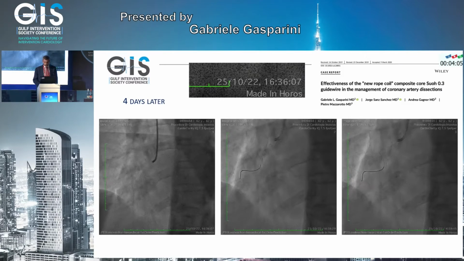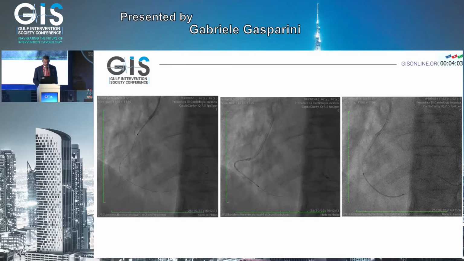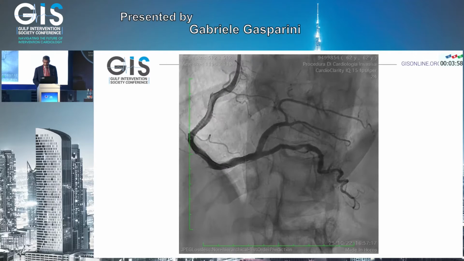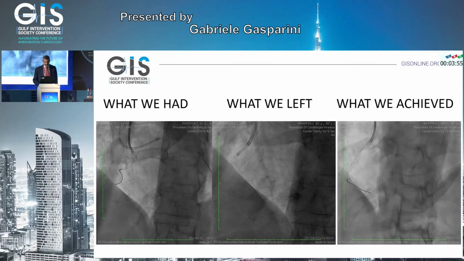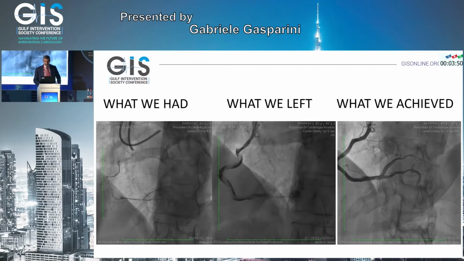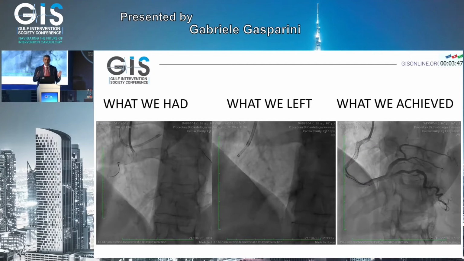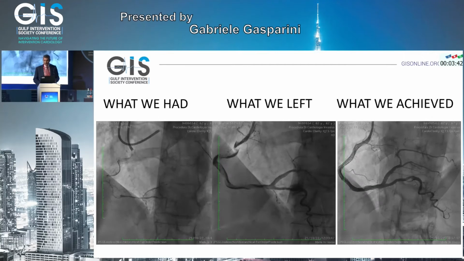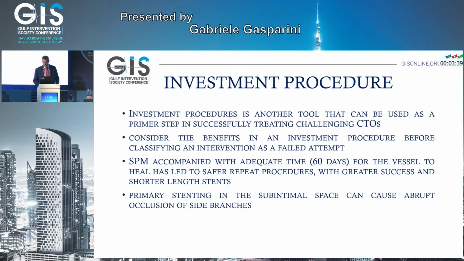And then, of course, we had to stent. We put 2 long stents, and we achieved this final result. So this is what we had at the beginning, what we left, and what we achieved. So 3 different cases. The first one after 8 weeks, the second one after 6 months, and the third one after 4 or 5 days. But it means that the investment procedure works and could be effective. So investment procedure is another tool that can be used as a primary step in successfully treating challenging CTO.